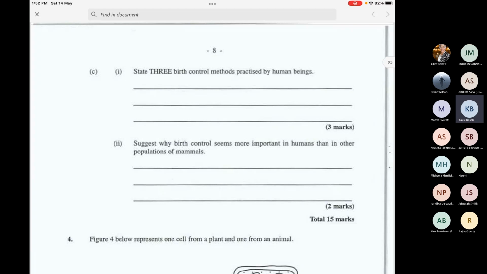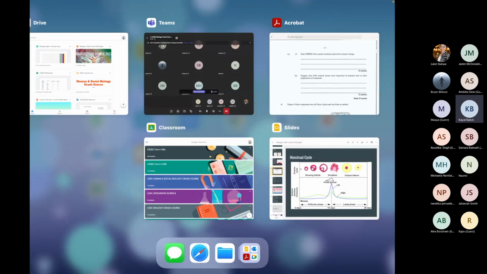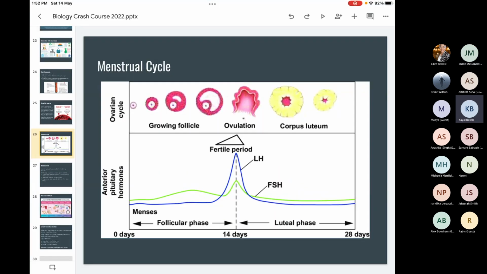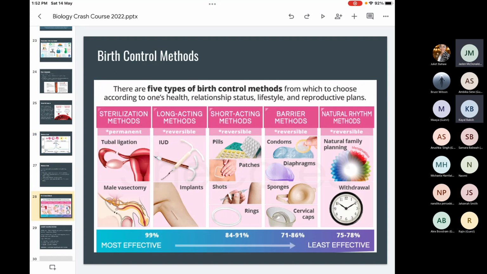All right, now it had two sterilization methods. The male one, you want to make sure and say it is the male one, which is vasectomy. Male vasectomy. Tubal ligation is for female, right?